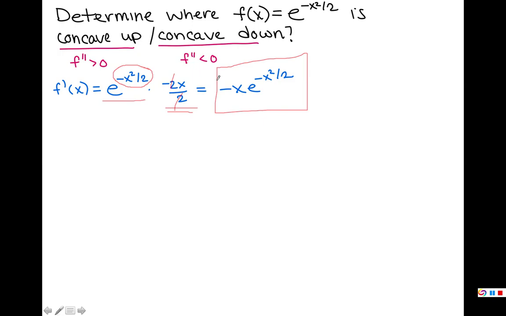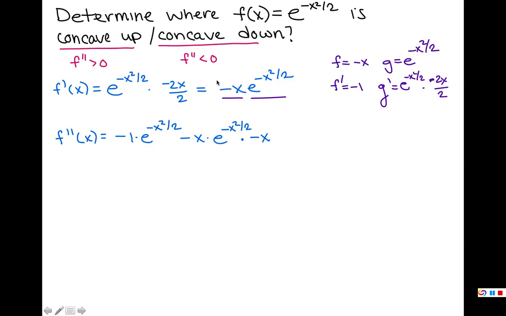Now I have to find the second derivative. And so we should ask ourselves: product rule, quotient rule, chain rule? What do you guys think about that? We are going to use a combination of the product rule and the chain rule. So I have my work for the product rule written in purple. So f was this negative x. G is the e to the negative x squared over 2. That means my f prime is negative 1.